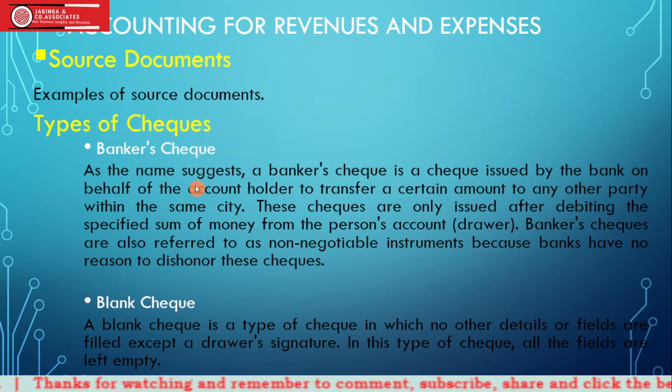We also have the banker's check. As the name suggests, a banker's check is a check issued by the bank on behalf of the account holder to transfer a certain amount to any other party within the same city. These checks are only issued after debiting the specified sum of amount from the drawer's account. So bankers' checks are also referred to as non-negotiable instruments because banks have no reason to dishonor these checks. So a banker's check cannot be dishonored.